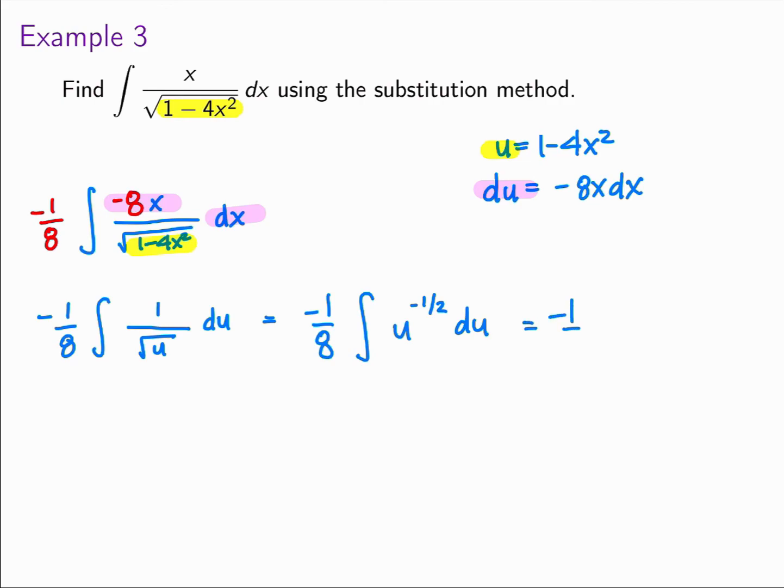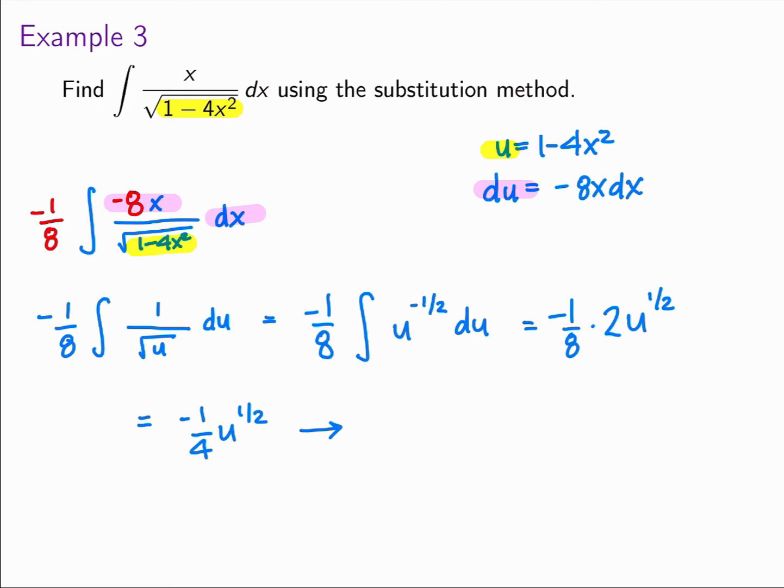So this will be negative 1/8. That constant just hangs out, waits till later. And then u to the negative half will integrate to u to the positive half, right? I got to add 1 to it. And now divide by a half. And if I divide by a half, that's the same thing as multiplying by 2. So there we are. I'm going to take a step and clean that fraction up. Negative 1/8 times 2 is a negative 1/4 u to the half.